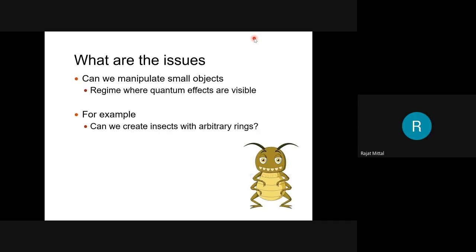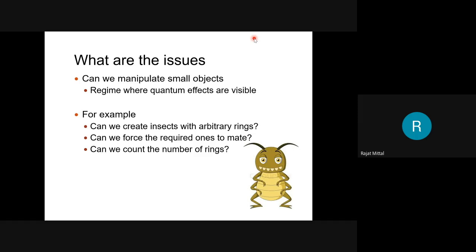First, can we have the input? Can we create insects with arbitrary rings? Can we force the required ones to mate? Can we apply the transformations which we need to apply? And then finally, can we count the number of rings? Can we get the output? And it's the same thing for a quantum computer. Can we create the input? Input means we want the electrons or photons in a required state. Can we keep these electrons and photons in this state for a long time?